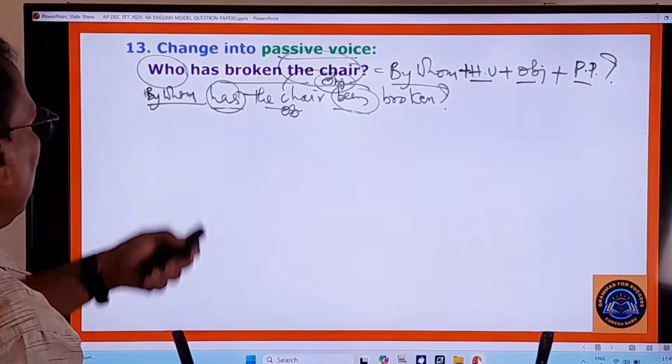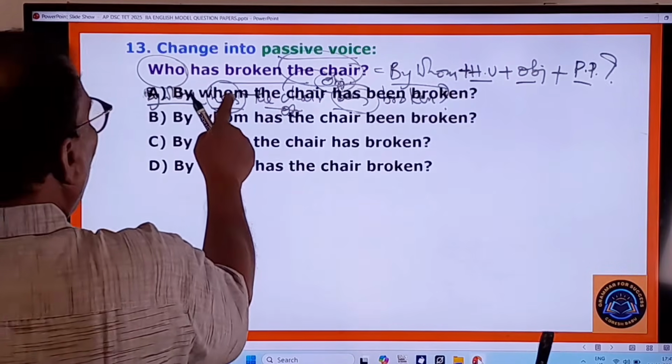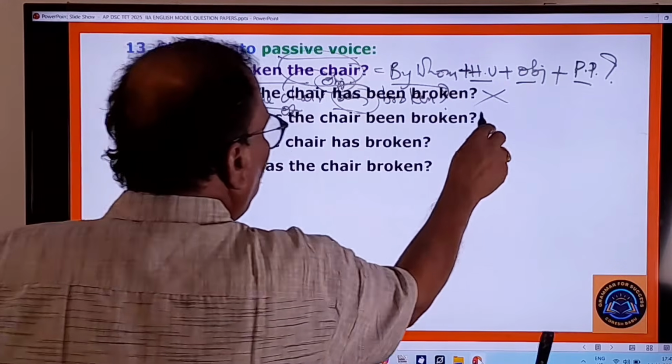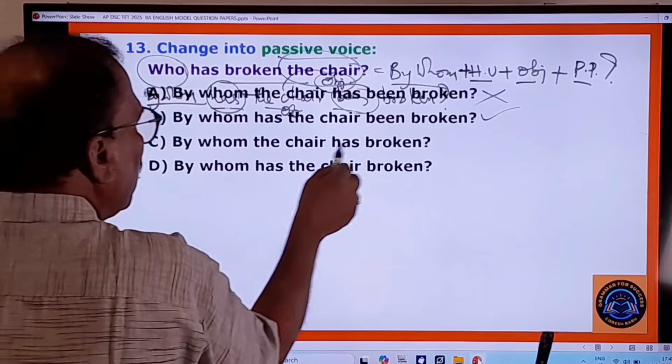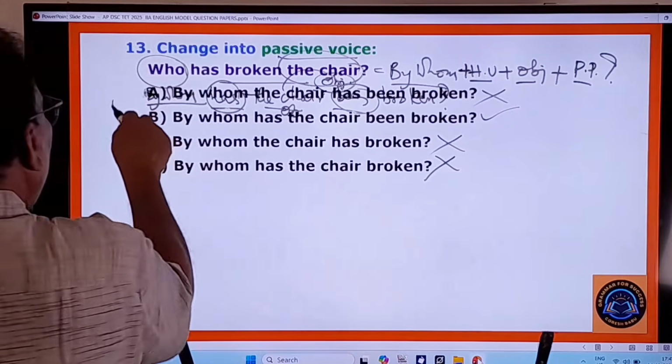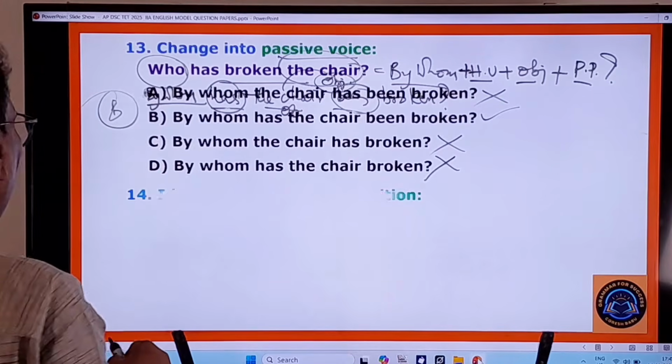Now let us look at the given options. So by whom the chair has been broken? No. By whom has the chair been broken? B is the right one. By whom the chair has broken? No. By whom has the chair broken? No. So only the B one is the right one. Now you move on to the 14th question.